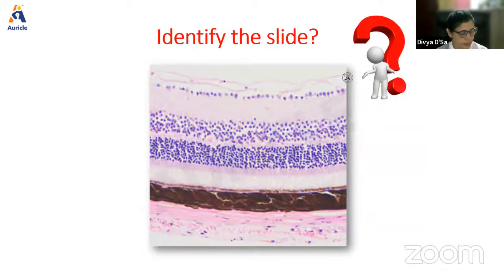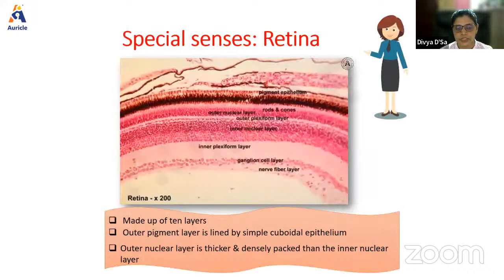Then this slide is of retina. So when we see this, it is retina. This is made up of 10 layers of cells. We have the outer pigmented epithelial layer, then the layer of rods and cones. Then the outer nuclear layer. These rods and cones are basically the axons from the outer nuclear layer. Then the outer plexiform layer.